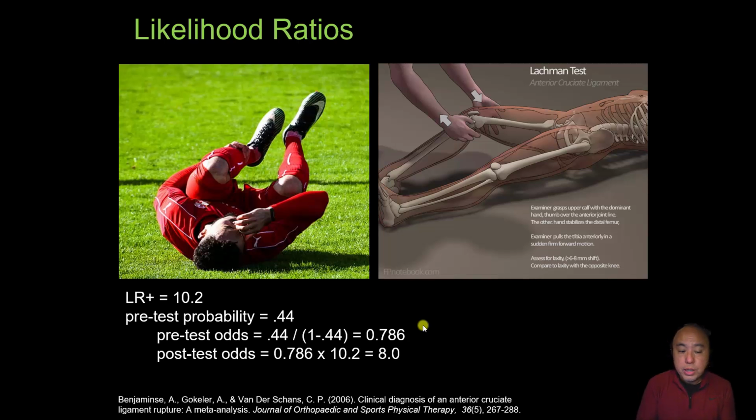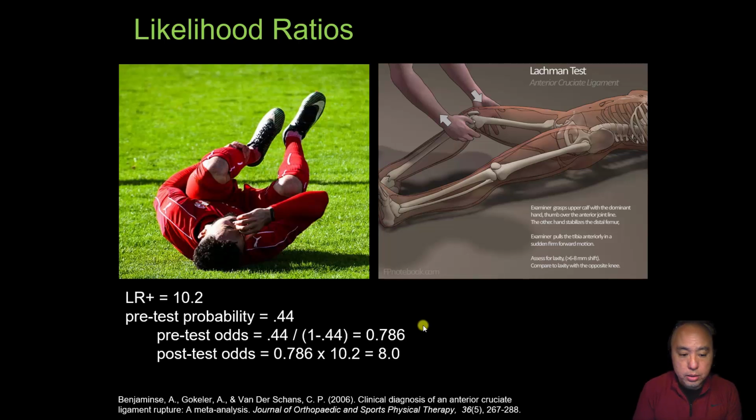So according to research, the pre-test probability of a person having an ACL injury, just say you're covering a game and a soccer player falls or is grabbing their knee, you have suspicion that the person has some type of knee injury, whether it's ACL, MCL, and/or meniscus. According to research, the probability of the person having an ACL injury is 44%. Don't ask me how they got that number. It's just from the probability analysis that they've done on these injuries.